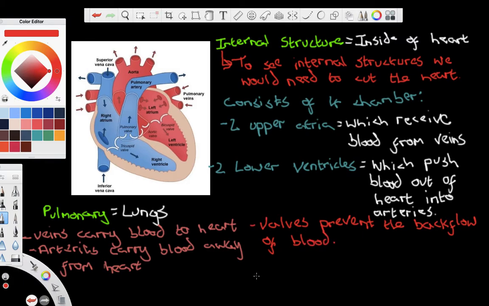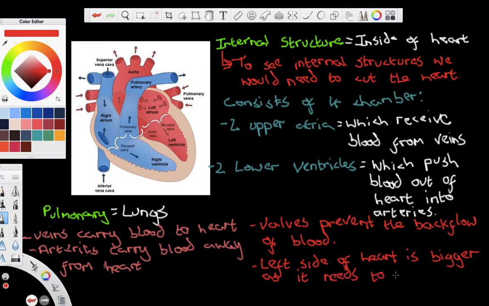And we can also say that the left side of the heart is thicker as it needs to pump blood to the whole body. So the left side of the heart is bigger as it needs to pump blood to the whole body.